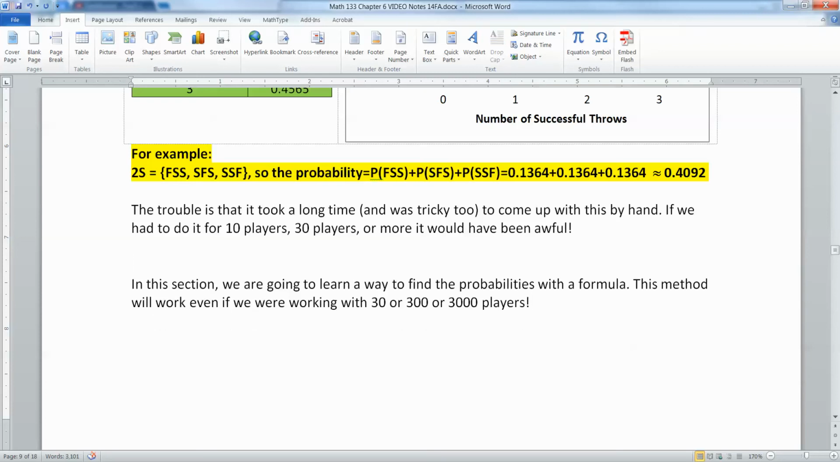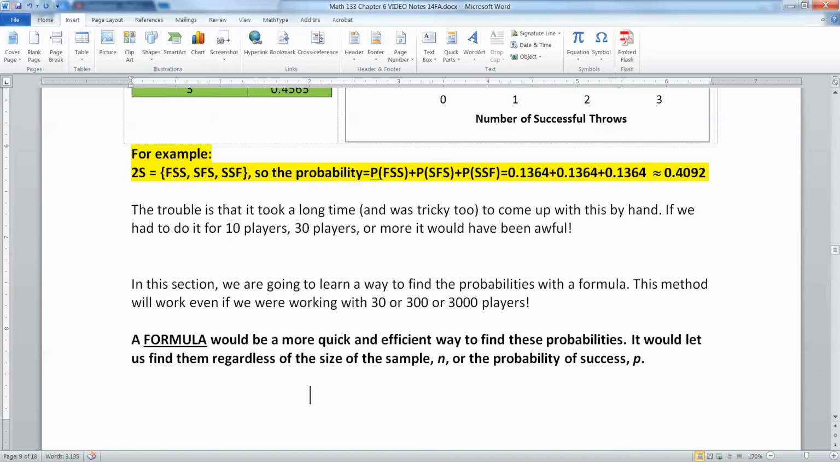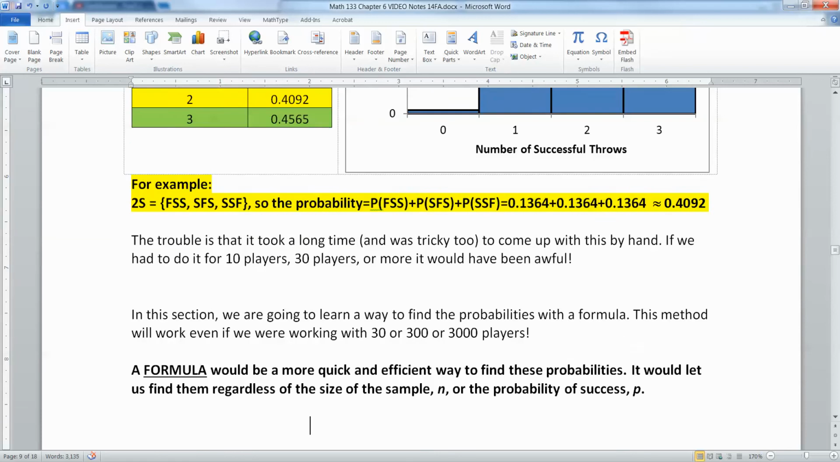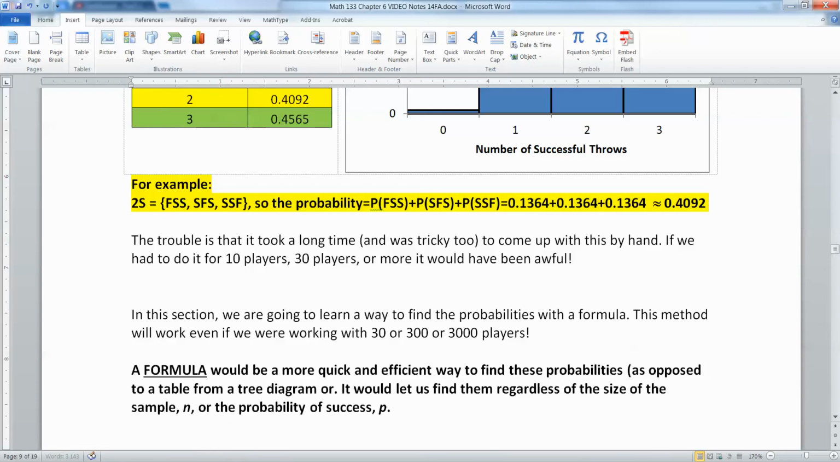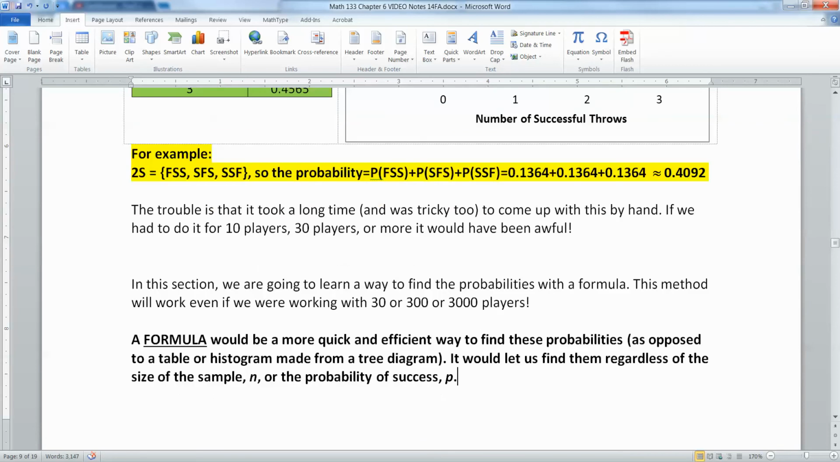Let me type that up 1 second. There we go. A formula would be a more quick and efficient way to find these probabilities. It would let us find them regardless of the size of sample or the probability of success. A formula as opposed to a table or a histogram made from a tree diagram. Either one of those would be terribly inefficient. So we want something that'll work really quickly, and a formula will do that for us.